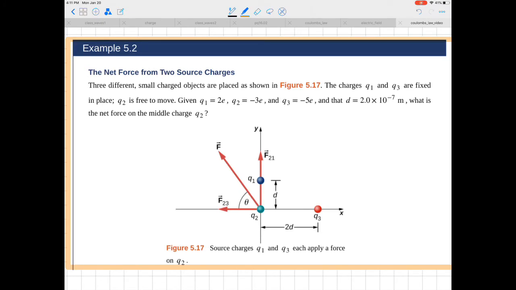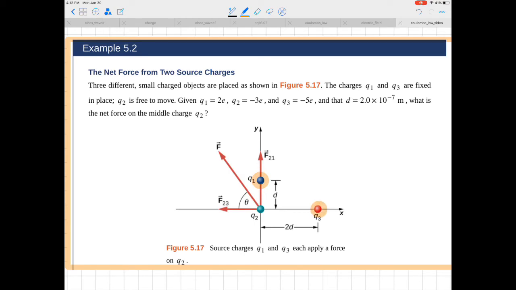So I'm going to work through example 5.2 from the book. I would recommend pausing right now and trying to work through this on your own, and then when you're done, unpause and follow along. Okay, so first thing, let's just look at this image that's provided and let's identify our source charges.